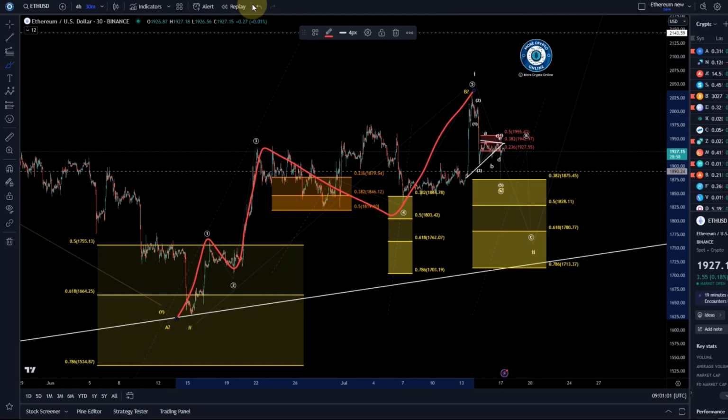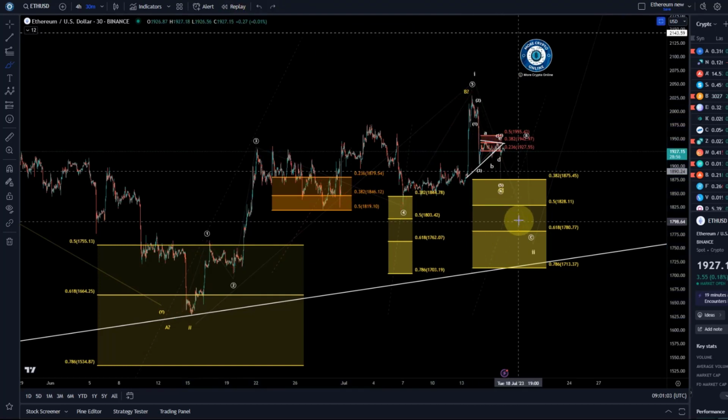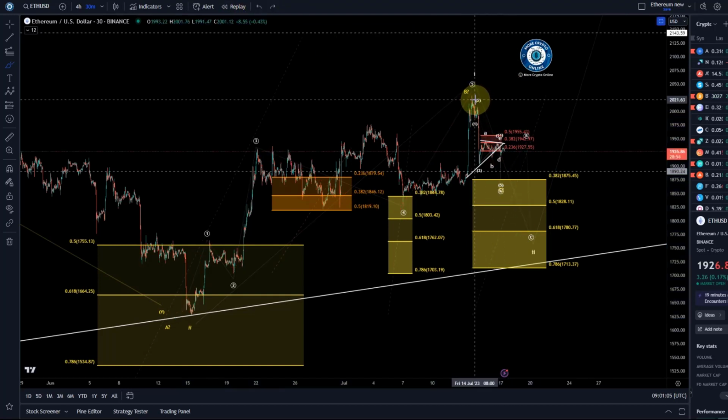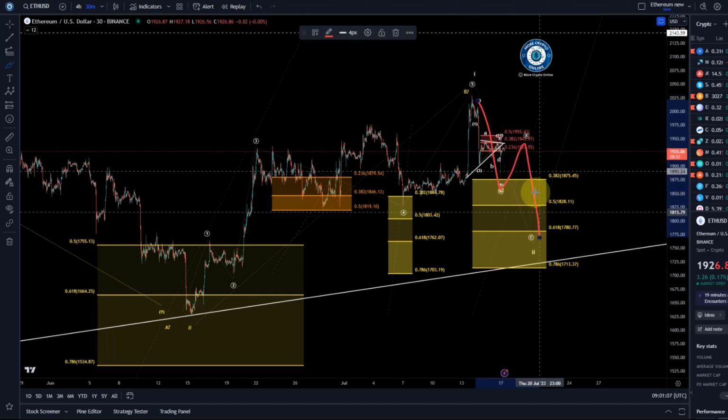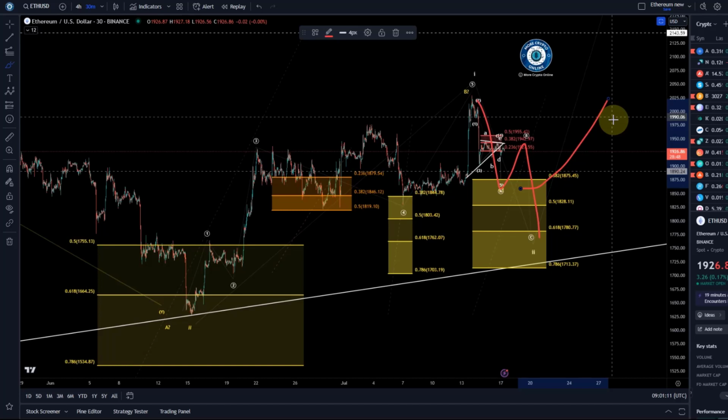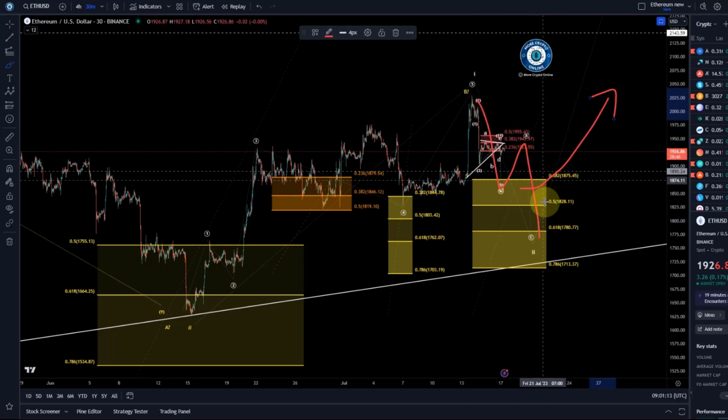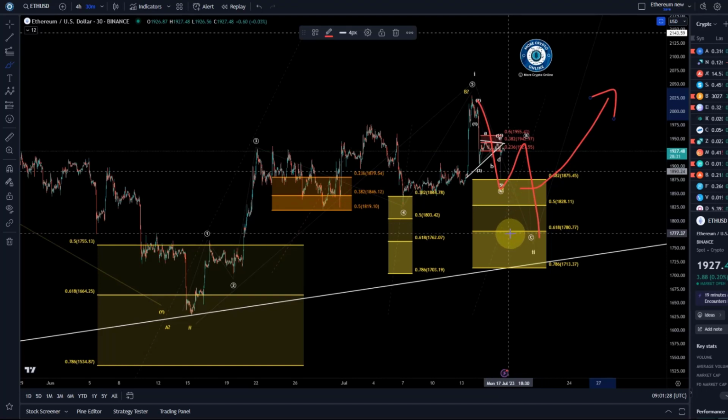First of all, the primary scenario would be that we're now in this wave 2, and that should unfold ideally in 3 waves. From anywhere in this yellow support area, that's where I would expect a turnaround, but primarily in a 3-wave structure. Either way, that's one scenario to get into this region between 1875 and 1713 and to move around. Obviously, where exactly it's going to find support, we don't know yet.